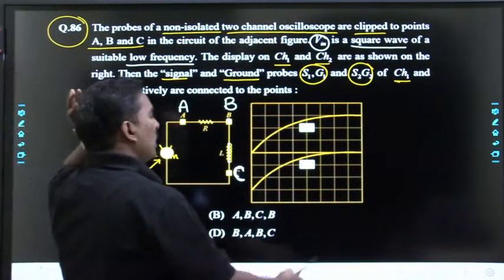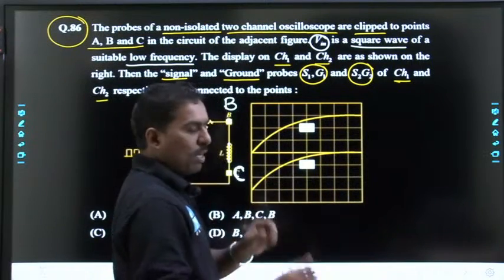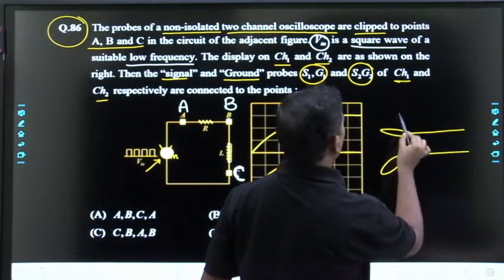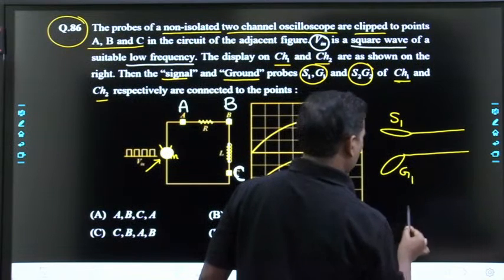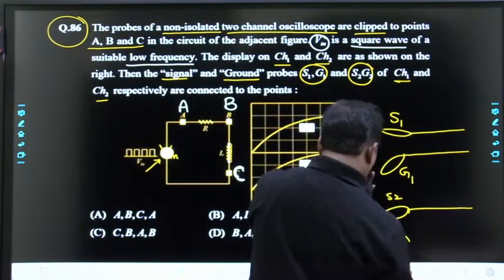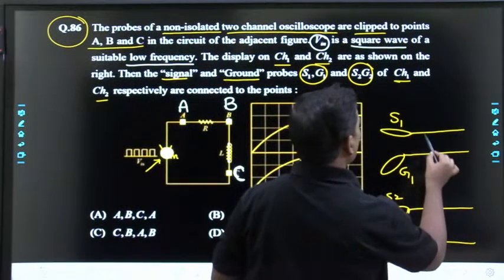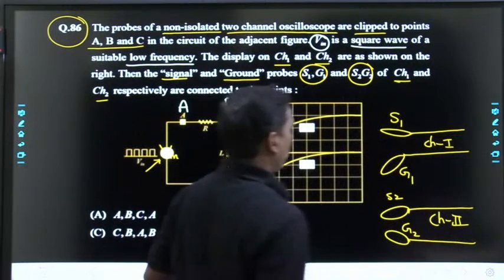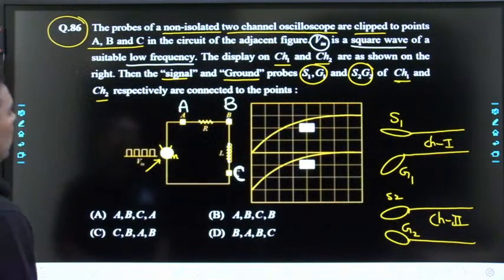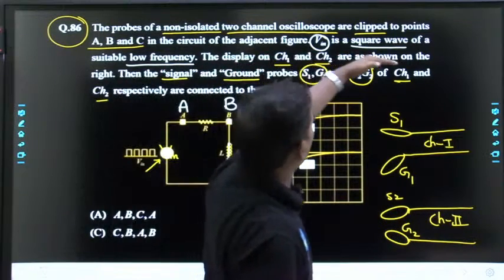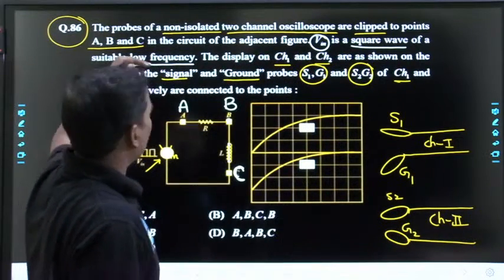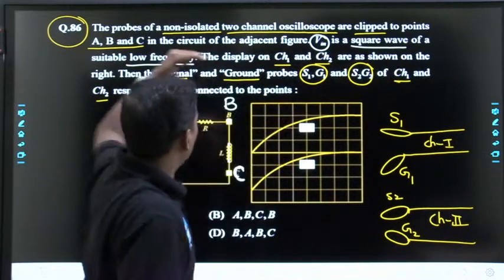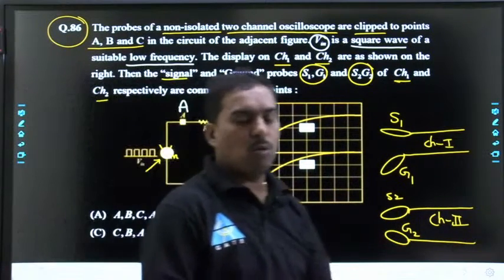So if you want to see the channel 1 waveform, the CRO will be having two probes. So this is our S1, this is our G1. Similarly, this is S2, this is our G2. This is channel 1 probe and this is channel 2 probe. The display on CH1 and CH2 are shown on the right side figure. Then the signal and the ground probes S1, G1 and S2, G2 of CH1 and channel 2 respectively are connected to the points. How to understand this question?